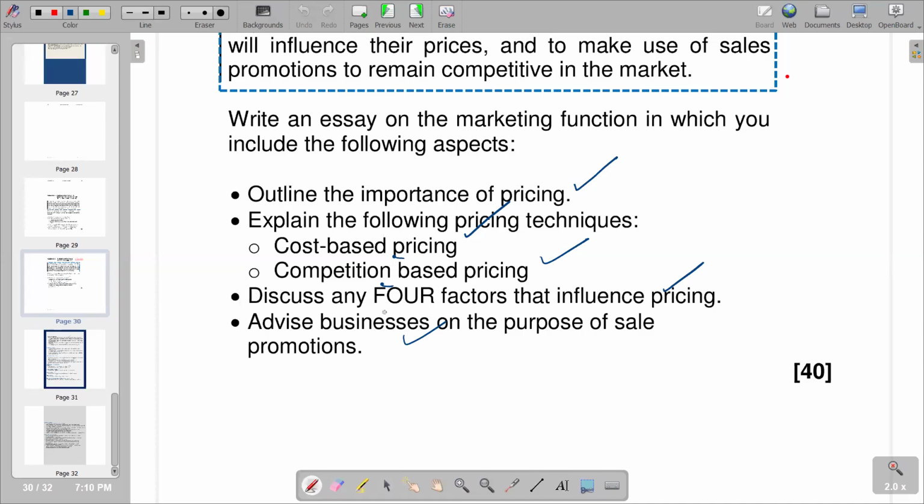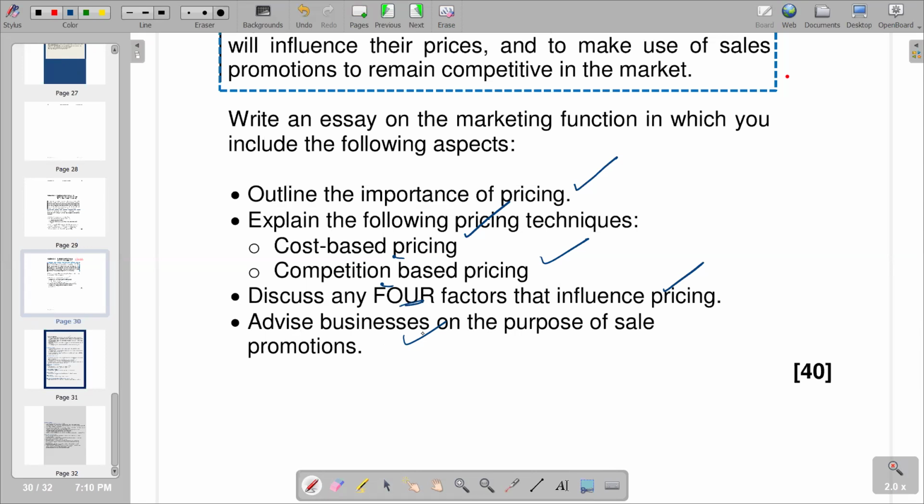So going back to our question, you see that the question is saying discuss any 4 factors that influence pricing. So obviously we can just pick 4 out of the ones that we discussed. We discussed 5 of them. So the last part of the question is saying advise businesses on the purpose of sale promotions. So this is what we have.